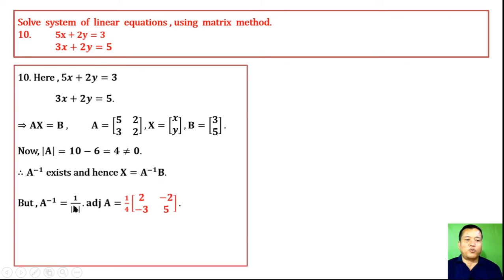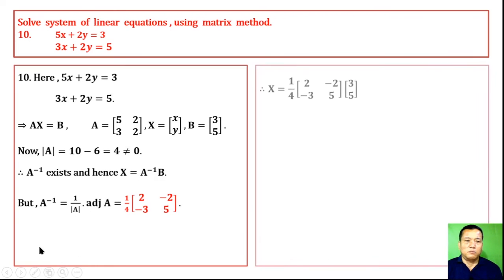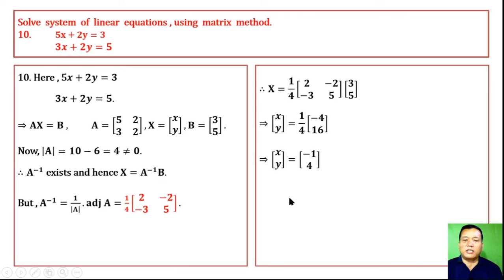But A inverse is what? 1 by determinant A into adjoint A. Their respective values are this. Therefore, X equal to 1 by, this is the value of A inverse and this is B. X can be written as the column matrix X, Y. This is multiplying, we get this. Lastly, X equal to minus 1 and Y equal to 4.